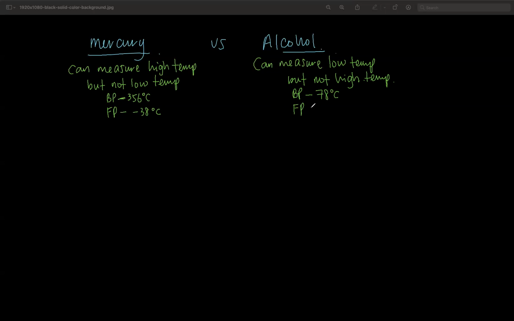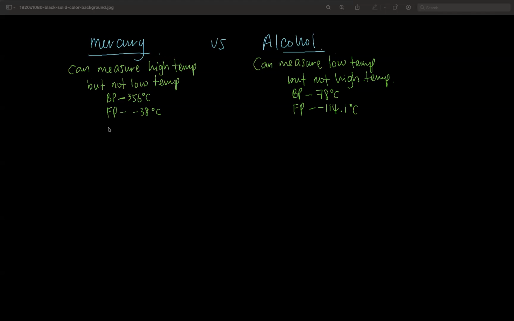Freezing point is about -114.1 degrees Celsius. Okay, so these are the difference between mercury, alcohol. So usually, alcohol they use to measure lower temperature substances. So they normally use in the cold, like the colder region, like in the southern hemisphere and the northern hemisphere. Okay, they are using cold climate. And in the lab, usually you will see the mercury one.